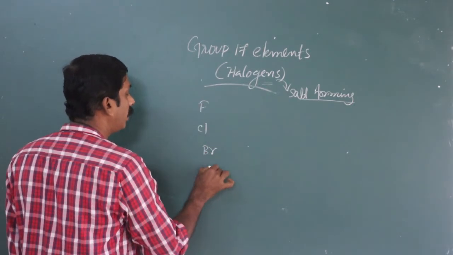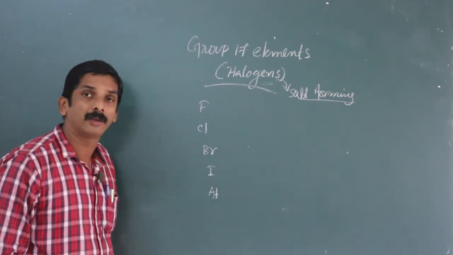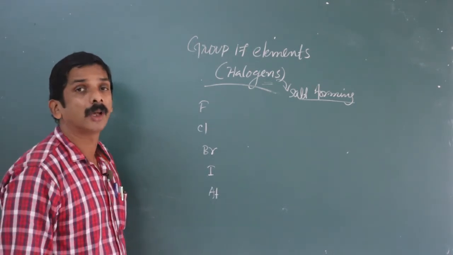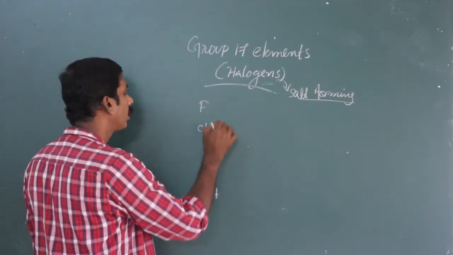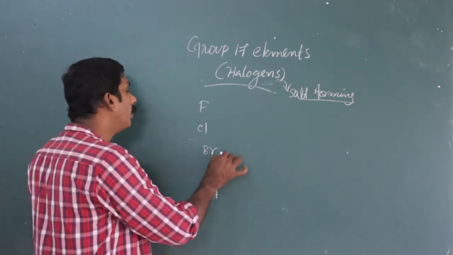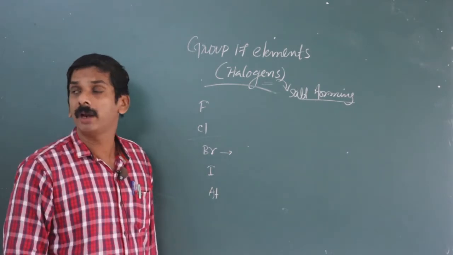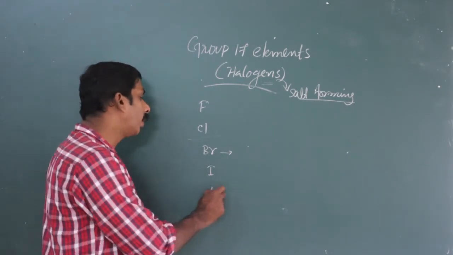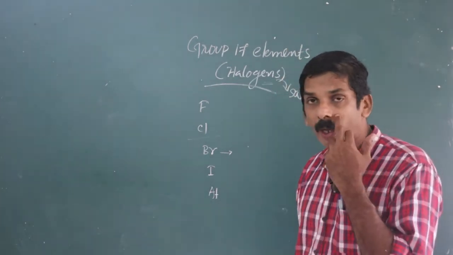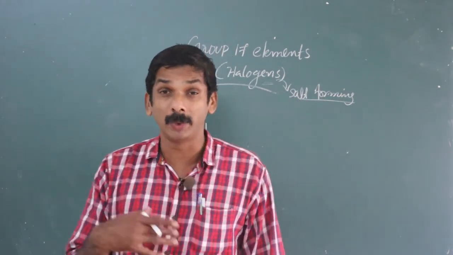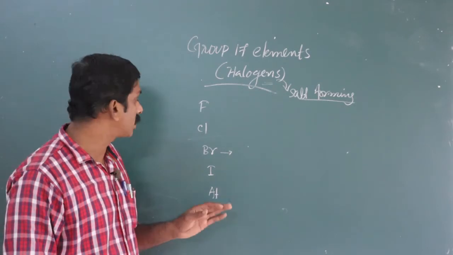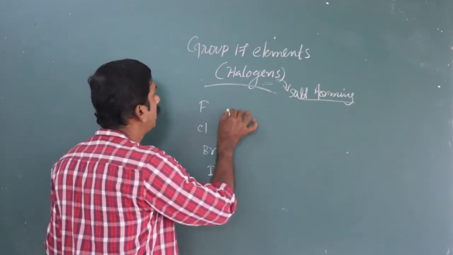Fluorine, chlorine, bromine, iodine, and astatine are the members of the halogen family. Fluorine and chlorine are in gaseous state. Bromine is the only non-metal which exists in liquid state at all temperatures. Iodine is a sublimable solid. The general characteristic of a metal is that it exhibits luster, but iodine, being a non-metal, also exhibits a lustrous property. Astatine is radioactive.